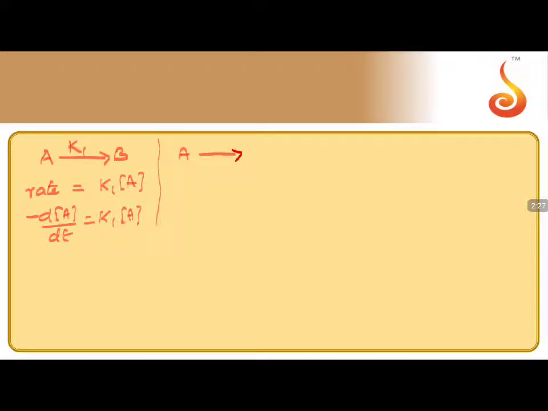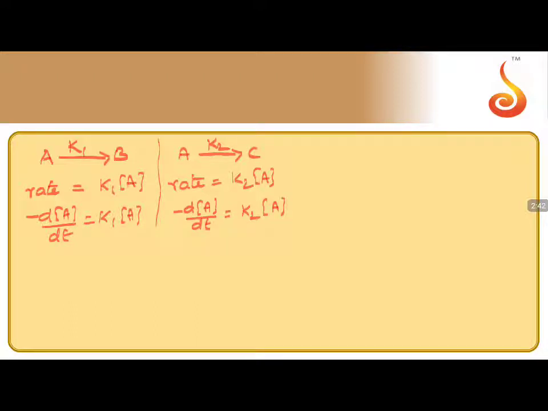If I am considering the reaction A gives B with rate constant K1, the rate of the reaction is expressed as rate is equal to K1 into concentration of A, which can be given as minus dA by dt equals K1 into concentration A. In the same way, if I write A gives C with rate constant K2, in this case rate is equal to K2 into concentration of A, which can be given as minus dA by dt equals K2 into A.